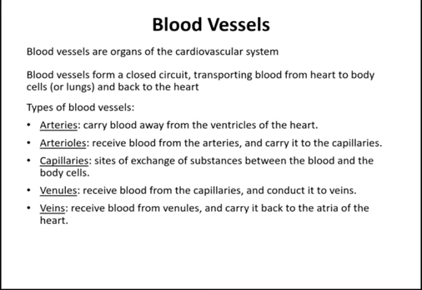Now, the capillaries are going to take the blood that has been used and pass it on to venules, small vein-like blood vessels. They're going to receive the blood from the capillaries, and then they're going to feed the blood to the veins, and the veins are going to carry it back to the atria of the heart. If it's coming back from the systemic circuit, it's going to carry blood back to the right atrium, and if it's coming back from the pulmonary circuit, the veins are going to carry it back to the left atrium.